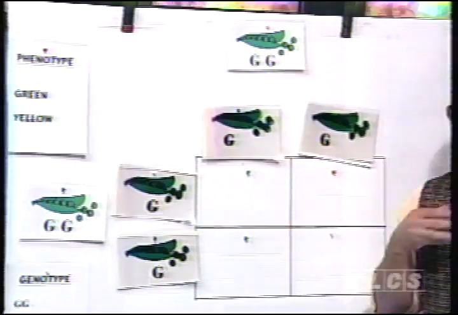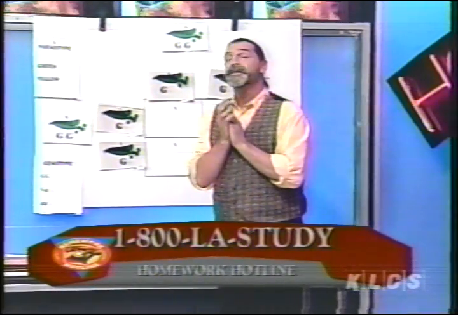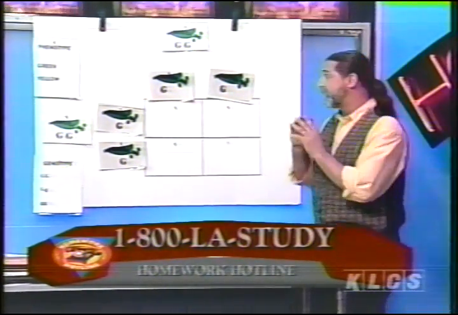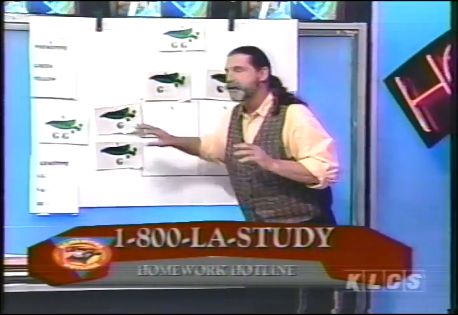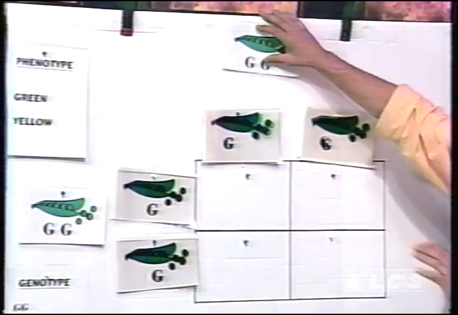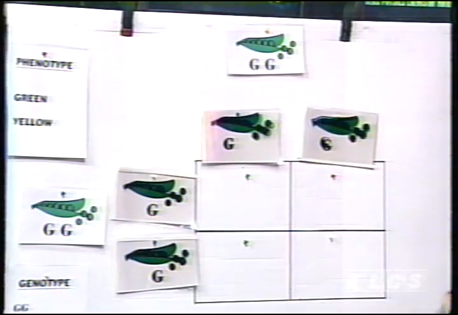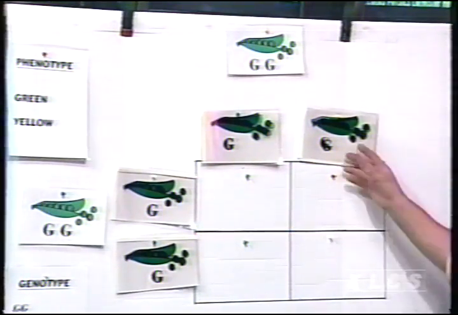And these represent the sex cells of the plant. A lot of students get really confused here when they do this. They think this is the father, this is the mother. But no, this is the father, and these are the father's gametes, or the sex cells. So do not get confused with that.